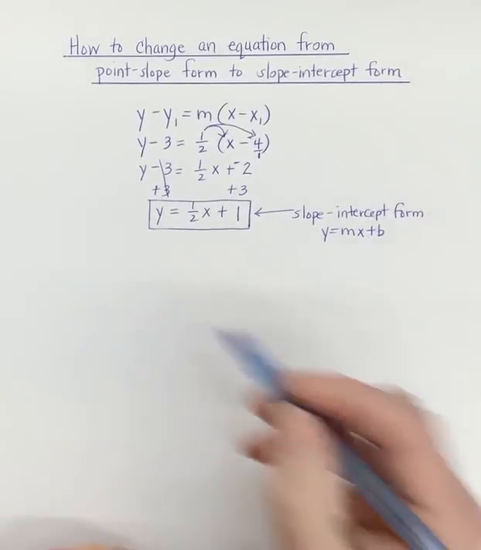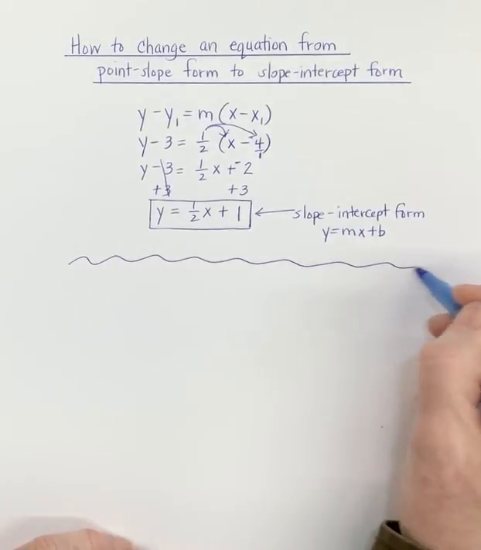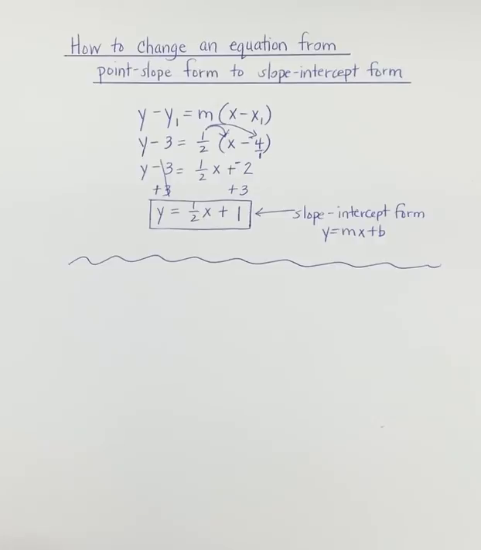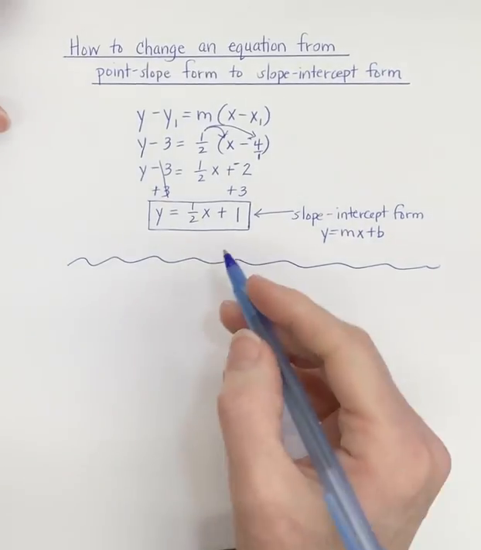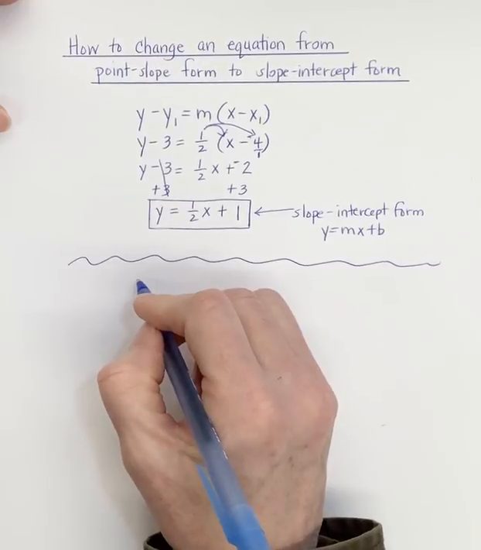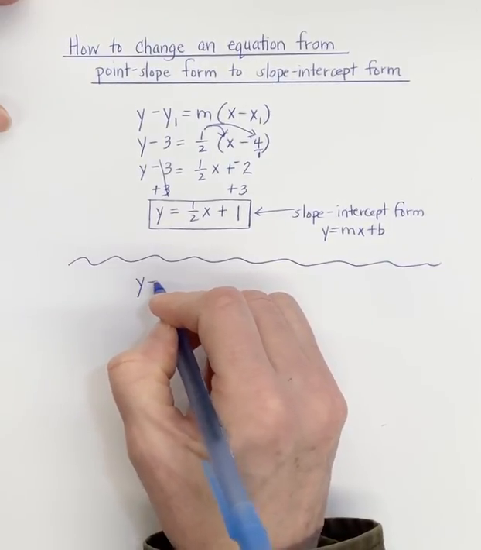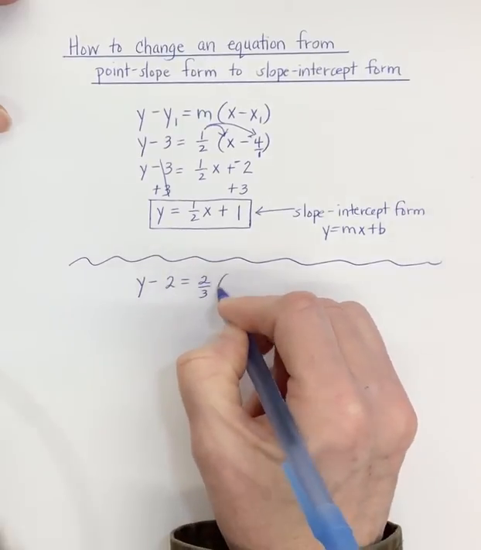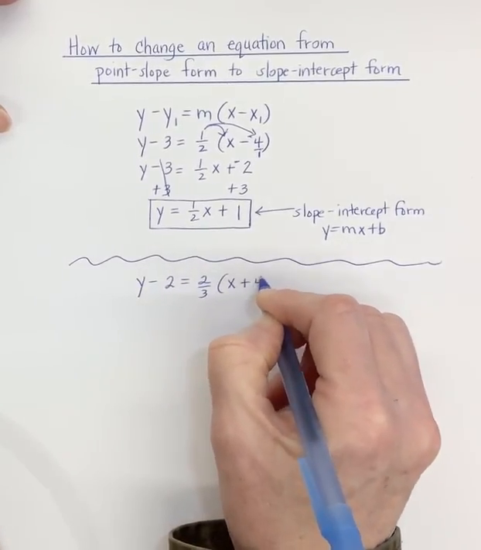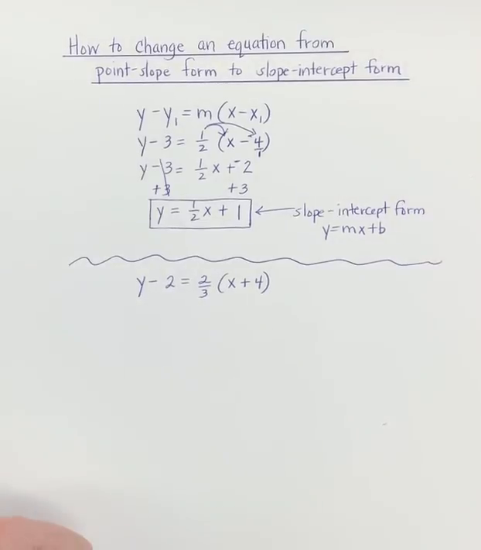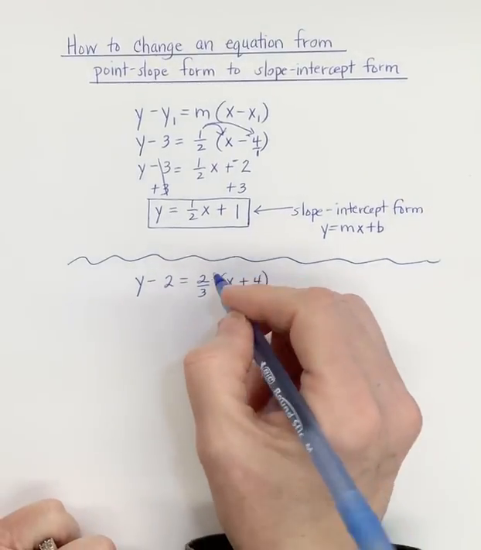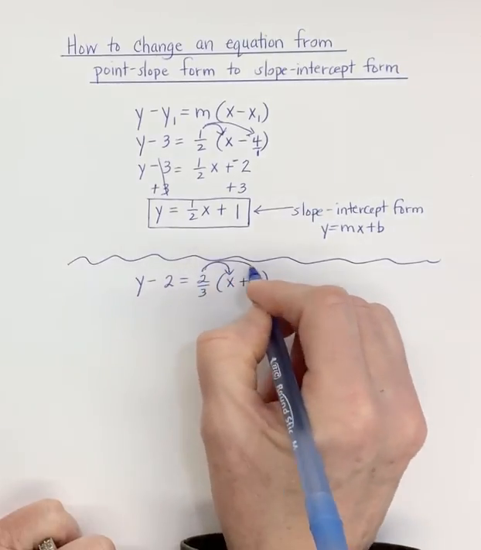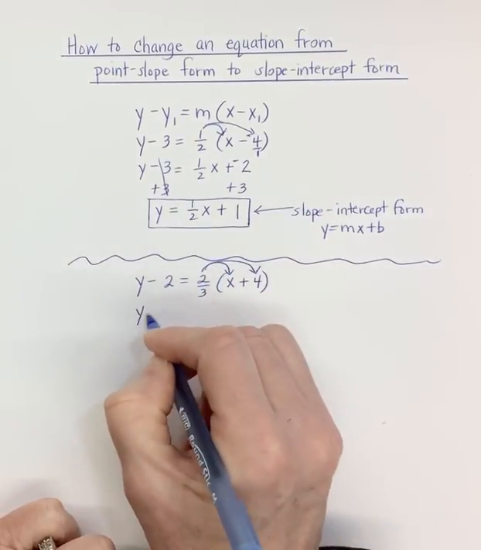Okay. For our next example, we'll look at one where we have to worry about finding a common denominator. Let's suppose our first equation is y minus 2 equals 2/3 times the quantity x plus 4. Again, I'm in point-slope form. I want to get to slope-intercept, so I'm going to distribute 2/3.